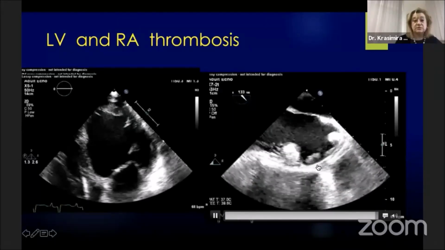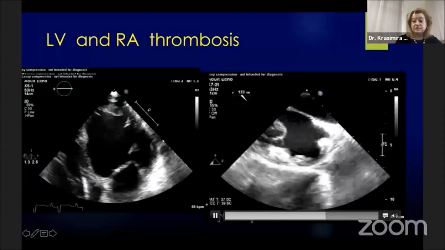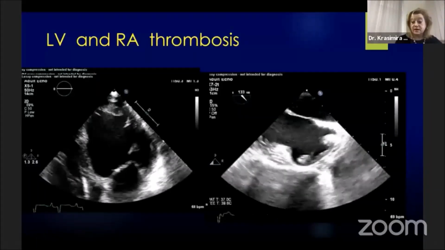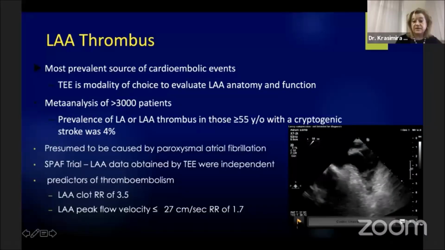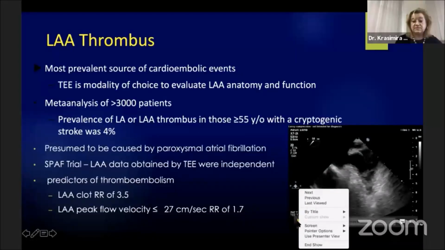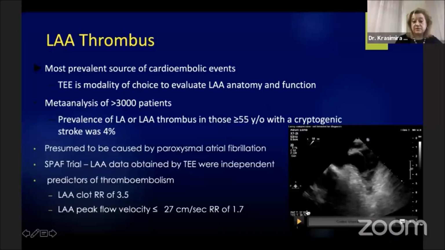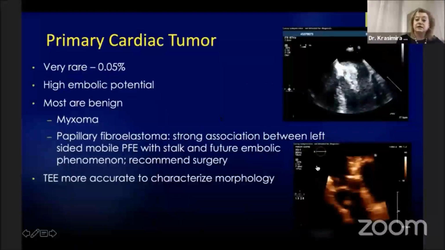This is a thrombus on the right atrium, which again carries a high risk for pulmonary embolism and systemic embolism. Thrombus of the left atrial appendage is very common, especially in patients with atrial fibrillation. Transesophageal echocardiography is the modality of choice to evaluate left atrial anatomy and function, and in meta-analyses of many patients this is found to be a high risk of cardiac embolism.